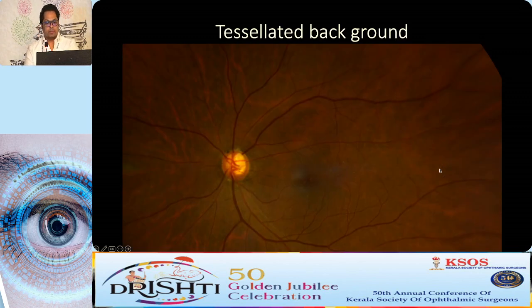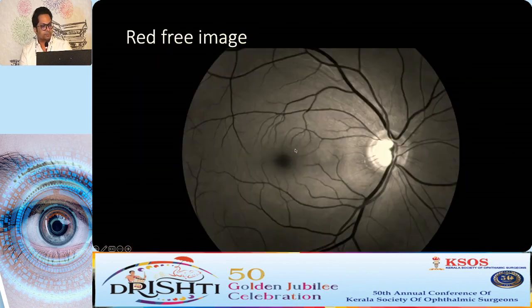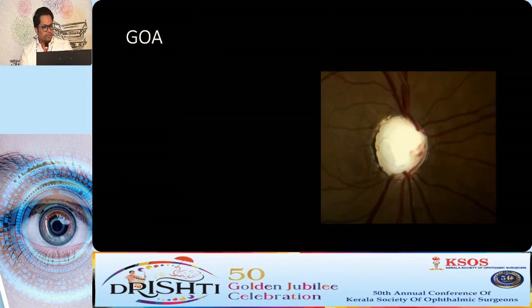When you have a tessellated background, you may not see the RNFL defects evidently. So OCT plays a better role in these situations. You can see the superior NRR is thin and the RNFL is broadly defective, but there is no defect as such that you see in this tessellated background. Red-free images are a very useful way of assessing the RNFL changes. This is a picture of glaucomatous optic atrophy.